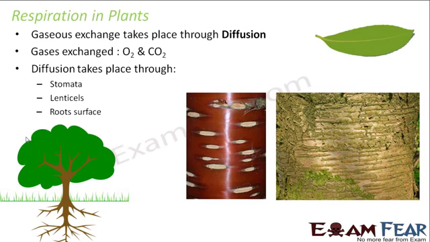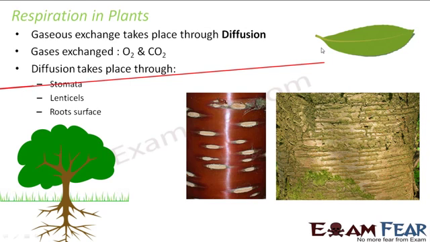Now the question is how or which part of the plant actually takes part in this gaseous exchange. So this diffusion takes place through stomata. I have already discussed what are stomata. They are tiny pores which are present on the surface of the leaves. So that is stomata. It can also happen through lenticels.